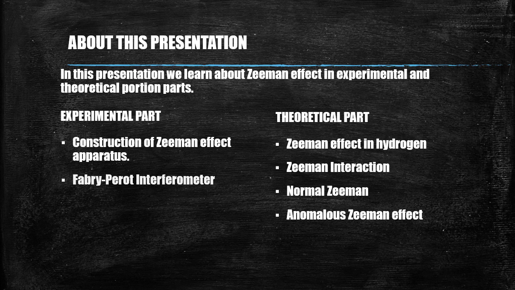I split my presentation into two parts. The first part is the experimental part and the second part is the theoretical part. In the first part we learn how the Zeeman effect apparatus is really useful for the theoretical part. The Fabry-Perot interferometer is used in many spectrometers, and it is also used in atomic absorption spectroscopy. So in the Zeeman effect apparatus we still use the Fabry-Perot interferometer.